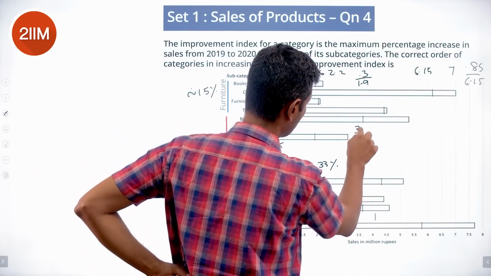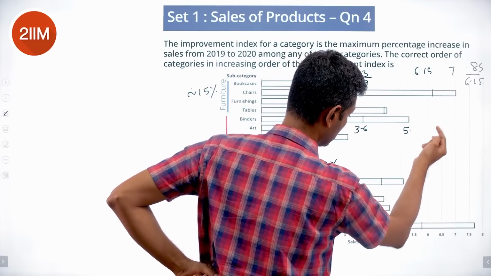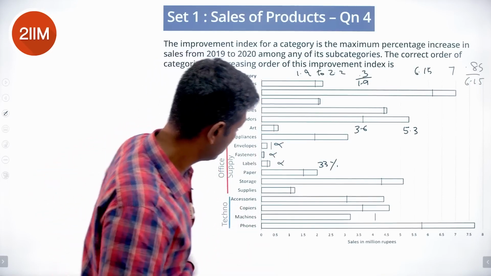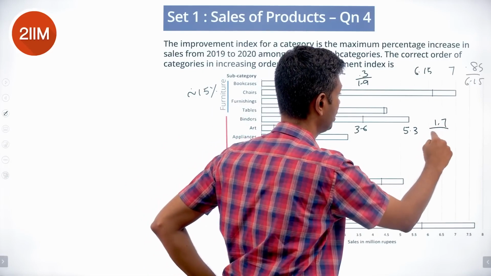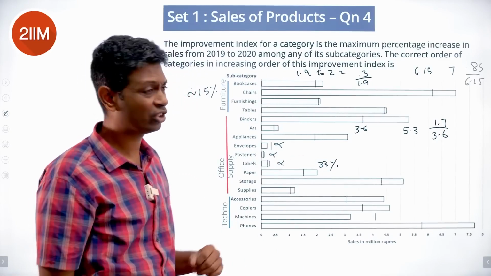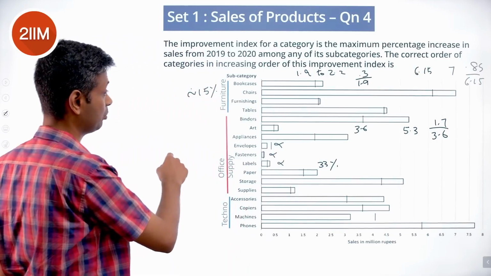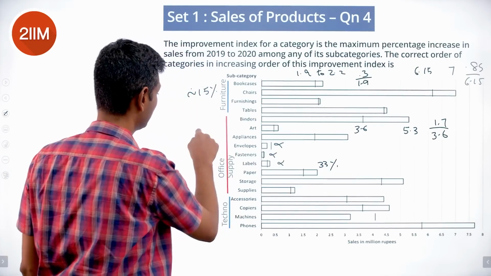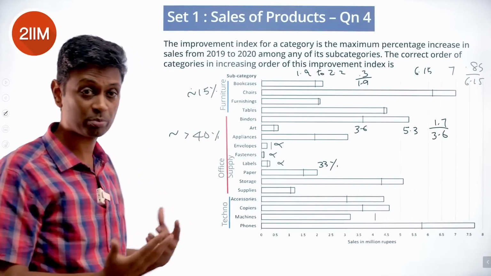This is 3.6 to 5.3. That's 3.6 to 5.3. That's an increase of 1.7 by 3.6. That's probably more than 33%. 33% is 1/3. 1/3 of 3.6 is 1.2. So 1.7 by 3.6, 1.8 by 3.6 is 50%. So this is close to 40% or more than 40% office supply, the biggest performing category.